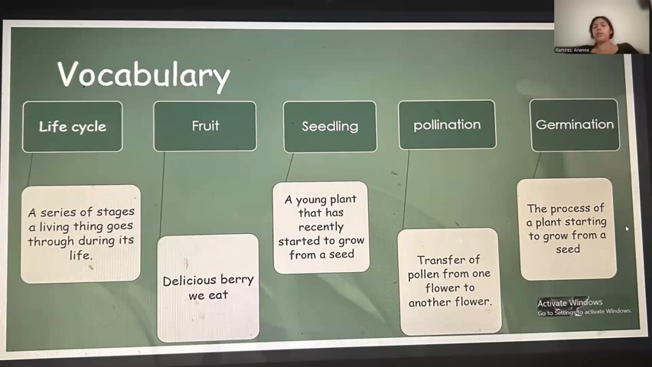Germination is our next vocabulary word, which is the process of a plant starting to grow from the seed. So whenever you see the little seed with the little tiny little root, that means it's germinated.